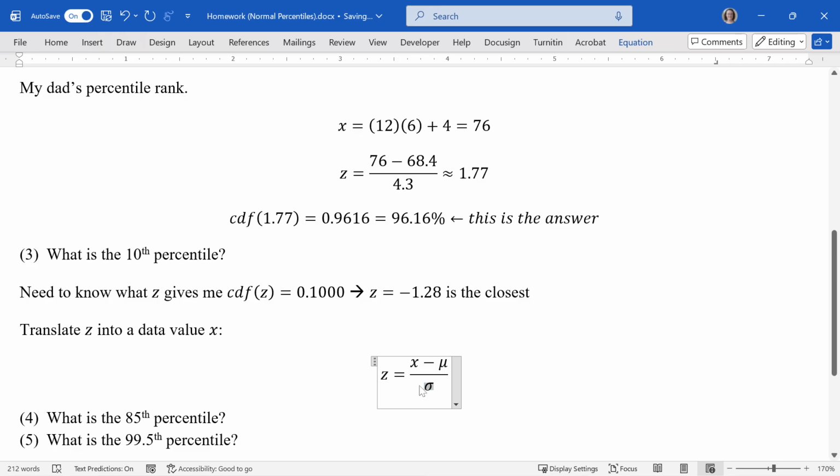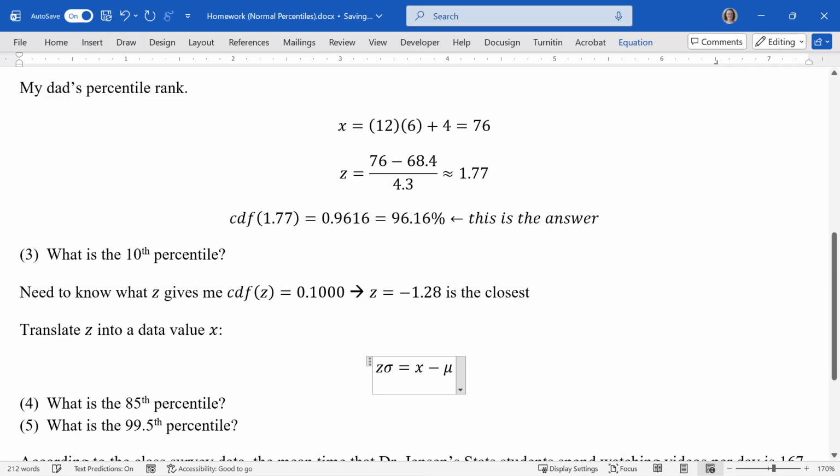If you multiply both sides of this equation by sigma, the sigmas cancel out on the top and the bottom, so on this side you just get x minus mu. Then you add mu to both sides, so this one goes away. Look at this, this is our x formula. That's the reason there are two versions of this formula, because this one is pre-solved for you.